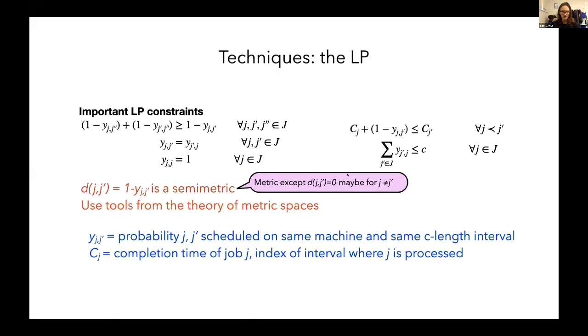The most expensive thing you're going to do is enforce the triangle inequality, right? So that's going to be like n cubed constraints, potentially, and n cubed is pretty big. Maybe you don't want to do that. I wouldn't want to do n cubed, so probably not.